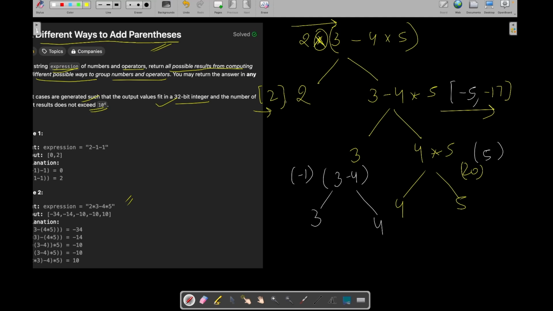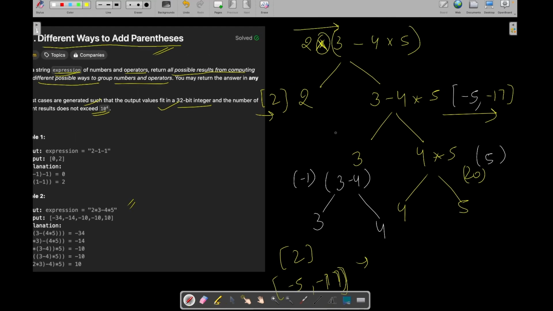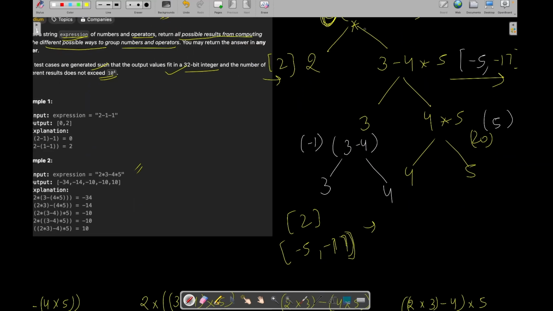Now we need to calculate all the combinations, or all the possible values, from here. So how can we calculate it? Let's say we have two vectors, 2 and minus 5 comma minus 17, and we have to calculate all the possible values of this expression. So we apply the operator at which we started our tree. 2 multiplied by minus 5 is minus 10, and 2 multiplied by minus 17 is minus 34.